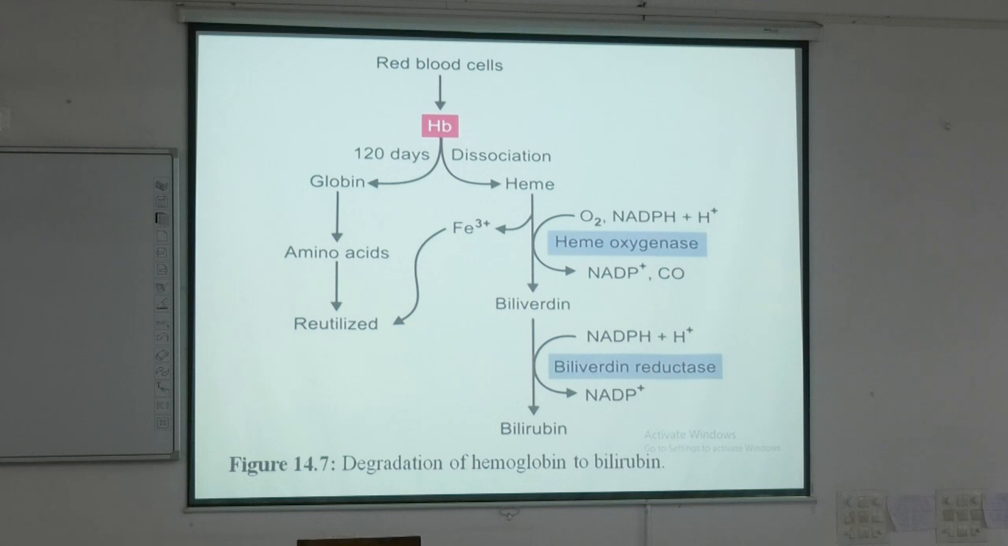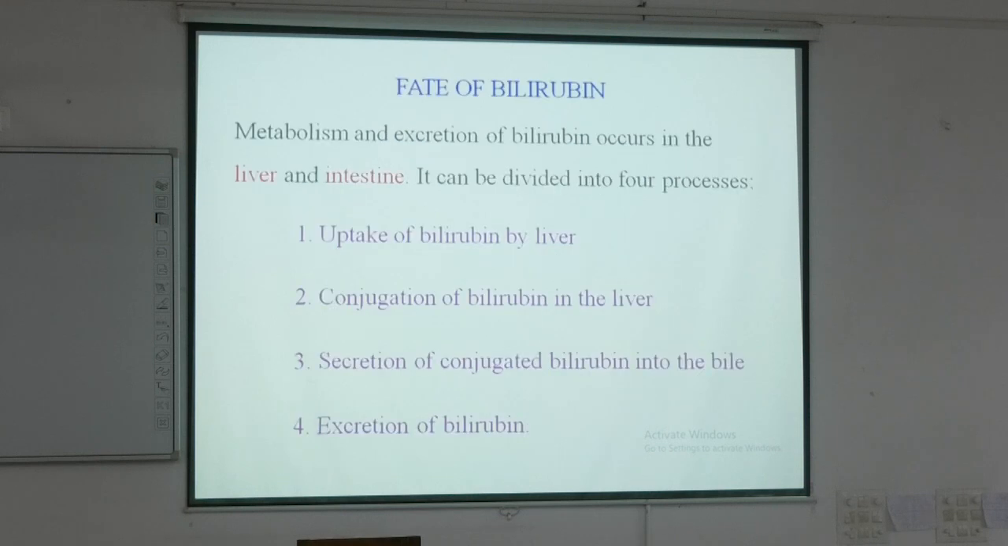Unconjugated bilirubin is toxic. Okay, now what happens? We are going to the next step of bilirubin metabolism. Bilirubin metabolism occurs in the liver. Now, the fate of bilirubin: it is metabolized and excreted in the liver and intestines. It can be divided into four processes.